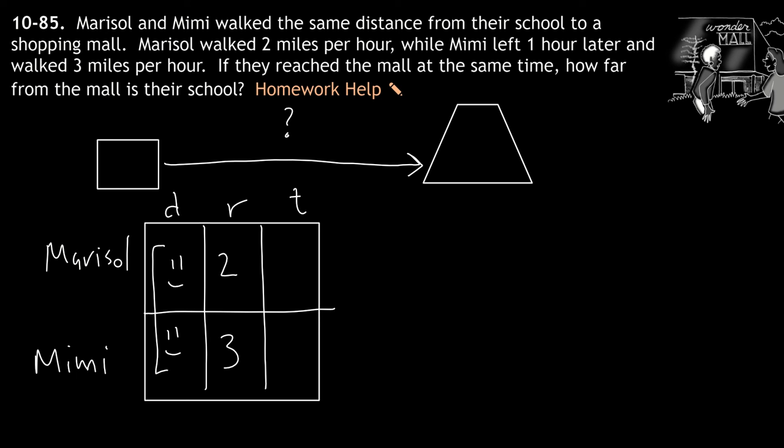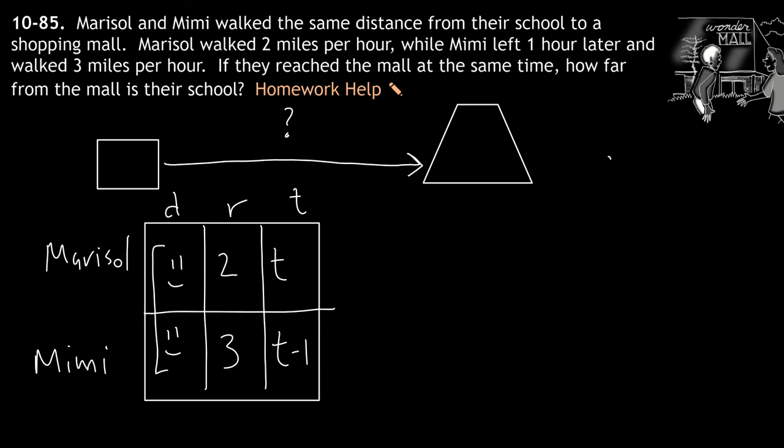It says Mimi left 1 hour later. Okay, so Marisol left first, and they're arriving. They reach the mall at the same time. Okay, so because Marisol left the school first, we could do this one of 2 ways. We can say that her time is t. So if her time is t, Mimi left 1 hour later, then Mimi's time would be 1 less than that. Her time would be t minus 1.